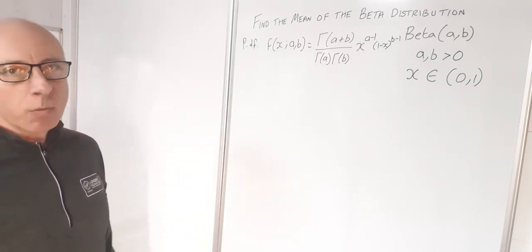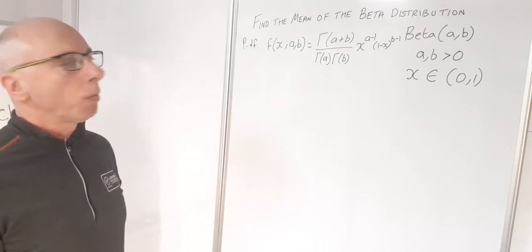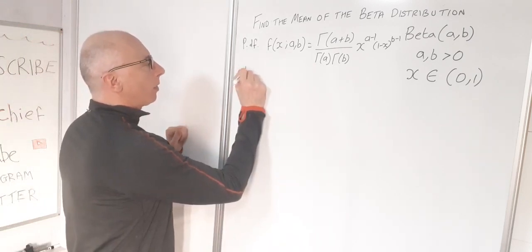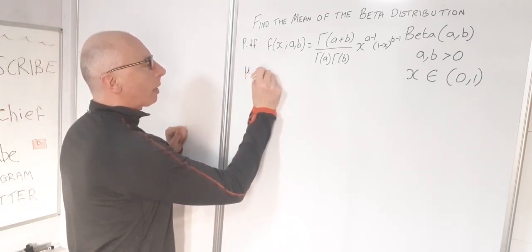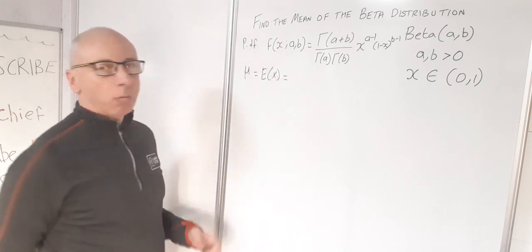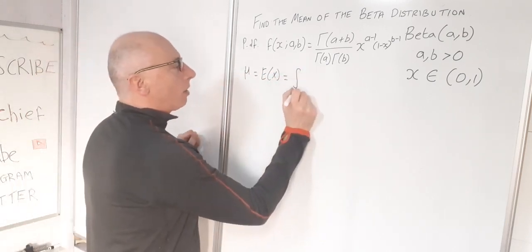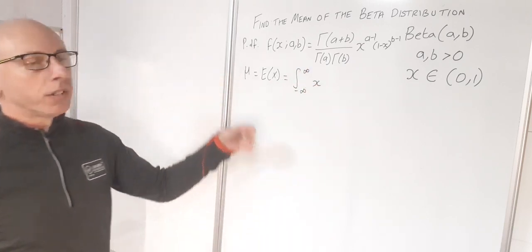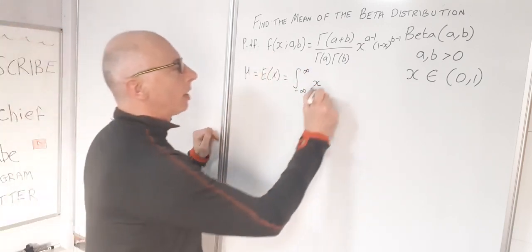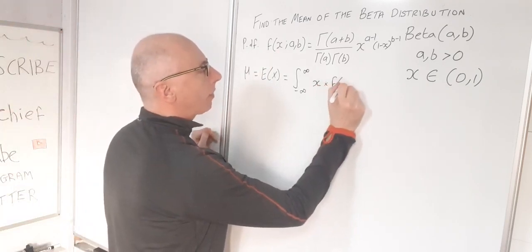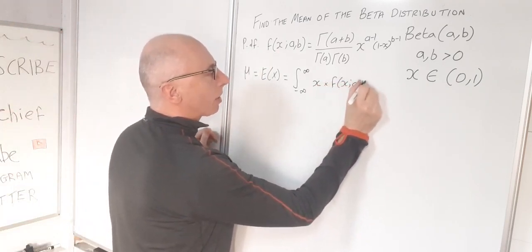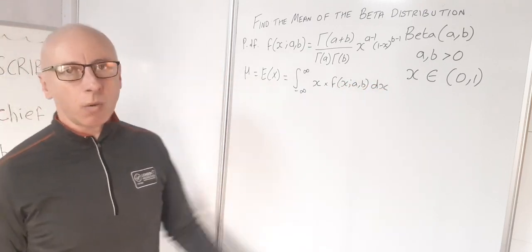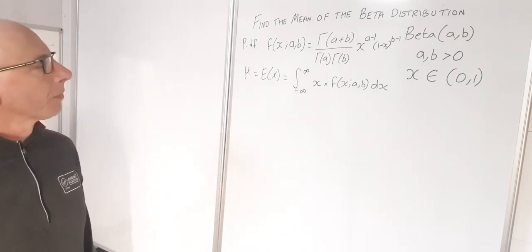So in the past, when we've found the mean of a distribution, what we've done is we've used integration. So the mean, which is the expected value of x, we write that as the integral from negative infinity to infinity of x times our PDF. So I'd write x times f(x) given our parameters a and b with regards to x. So that'd be our basis to start with to find our mean.